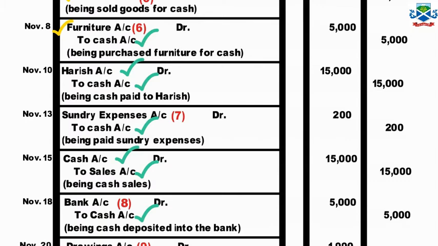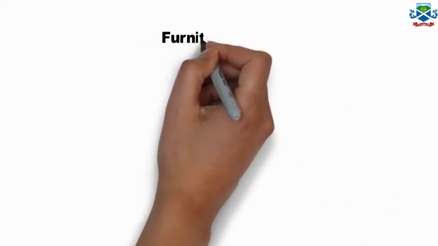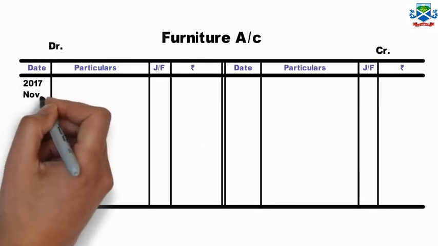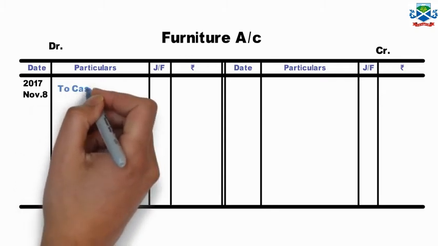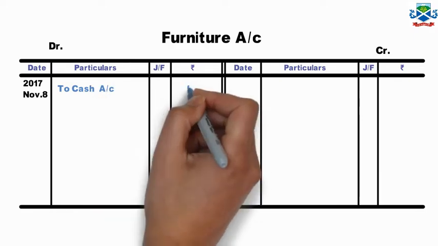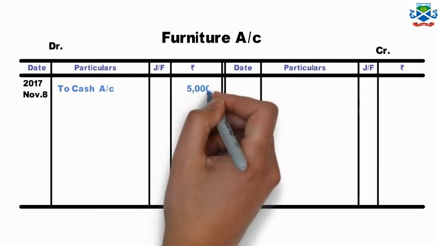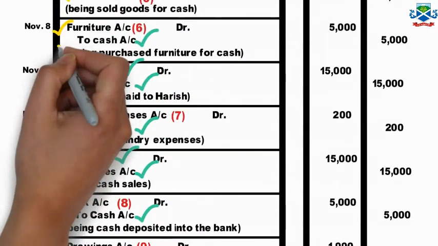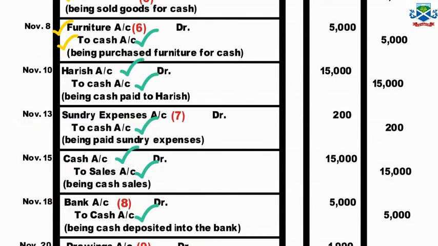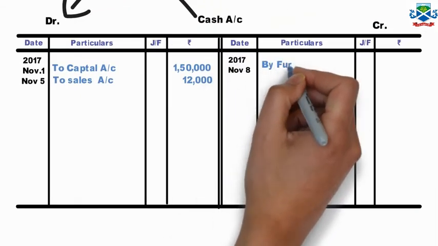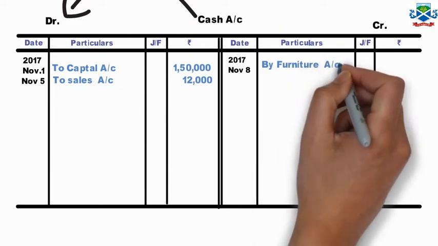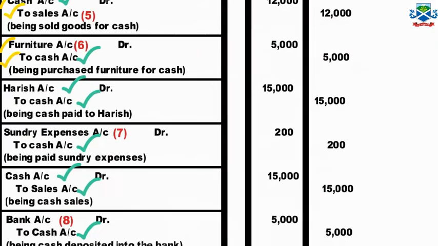Now purchase furniture account debit to cash. Now we require a new account, furniture account, and on the debit side, November 6, to furniture account debit to cash account 5,000. Again, cash account is credited by furniture, so we'll go to the cash account, credit side, by furniture 5,000. Number 8, furniture 5,000.